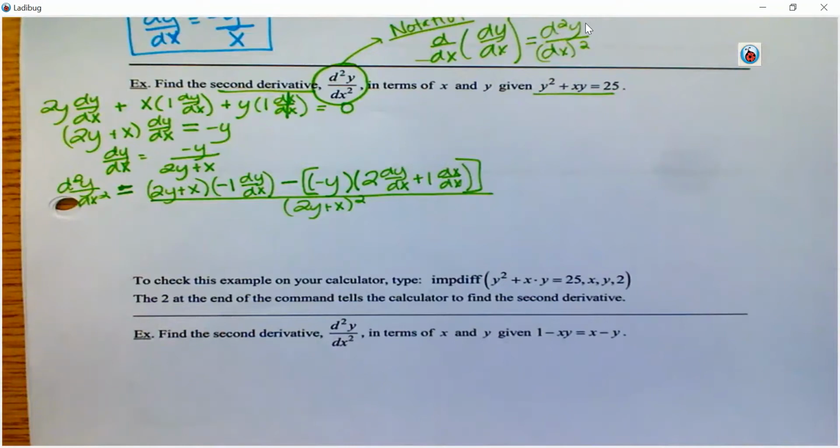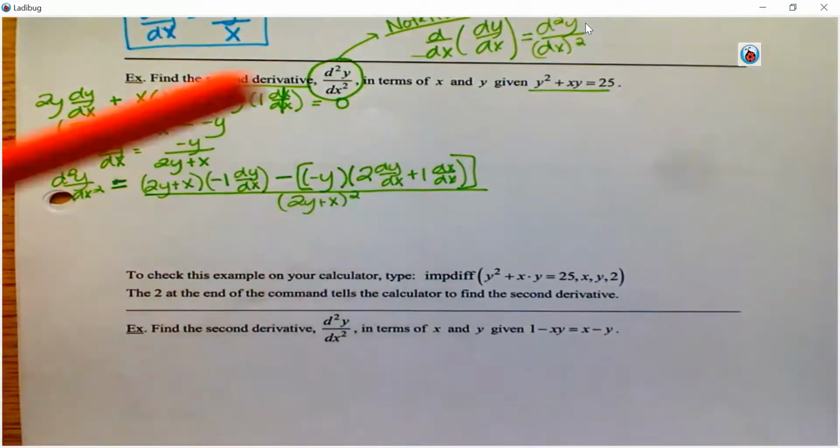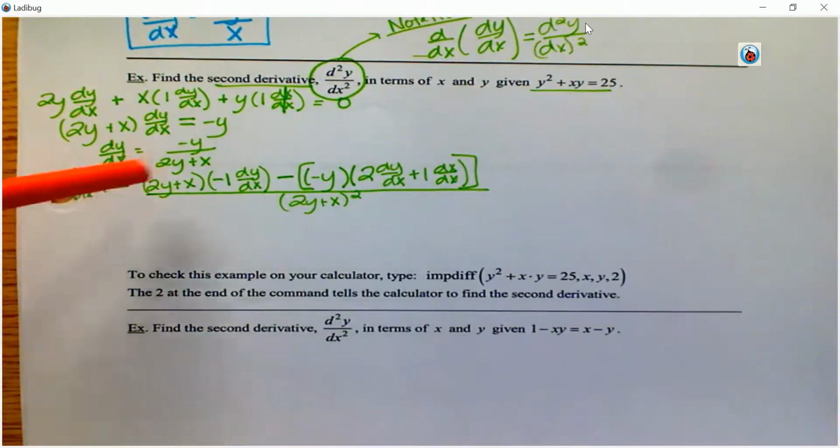Before we simplify it, I need to point something out. This is like the major step of this problem. So now we have a dy dx here and a dy dx here, but we're solving for d squared y over dx squared. So we don't want to have to move anything to the other side. We just want to somehow get rid of dy dx.